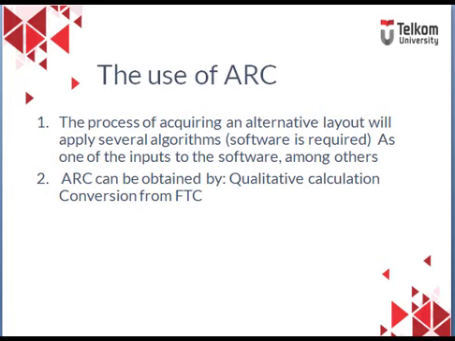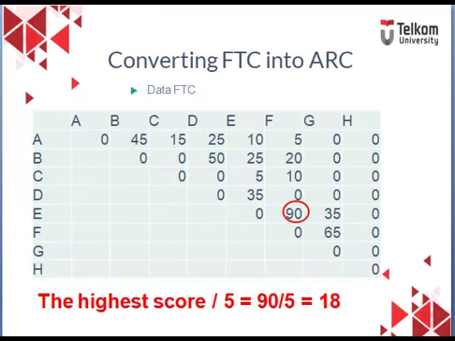ARC can help the next facility layout process, just like the process of acquiring an alternative layout will apply several algorithms. So software is required to generate solutions, with ARC as one of the inputs to the software among others. ARC can be obtained by qualitative calculation conversion from from-to chart. Now let's convert the from-to chart into ARC. So this is a given from-to chart that already went through several iterations. To convert the FTC, let's find out the highest value or number in the table. 90 is the highest score.